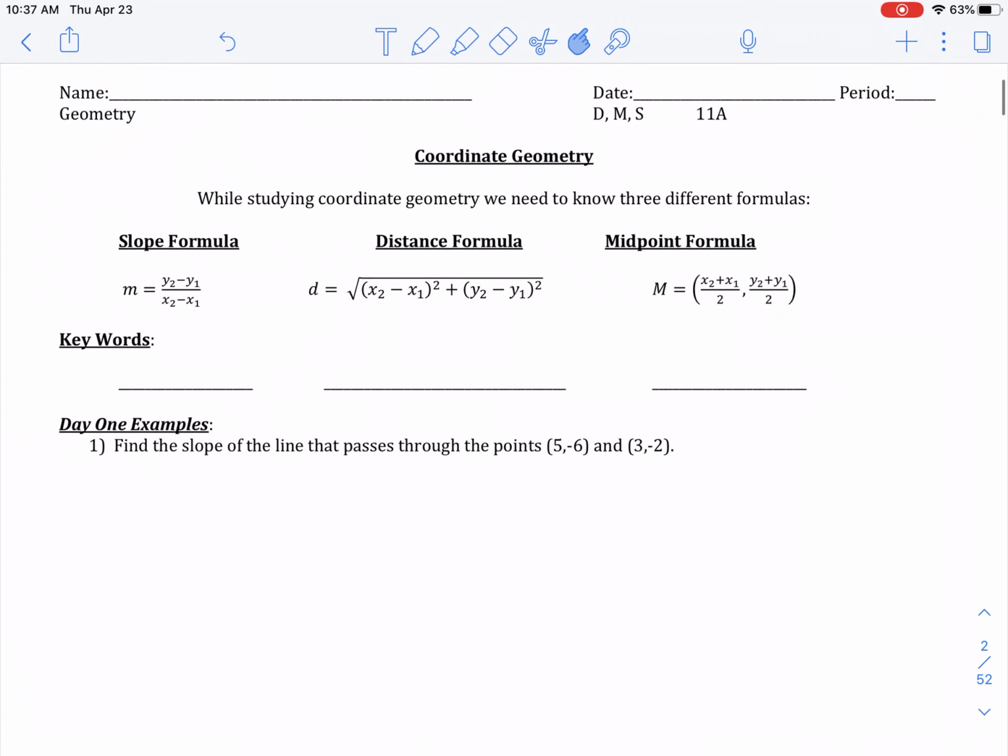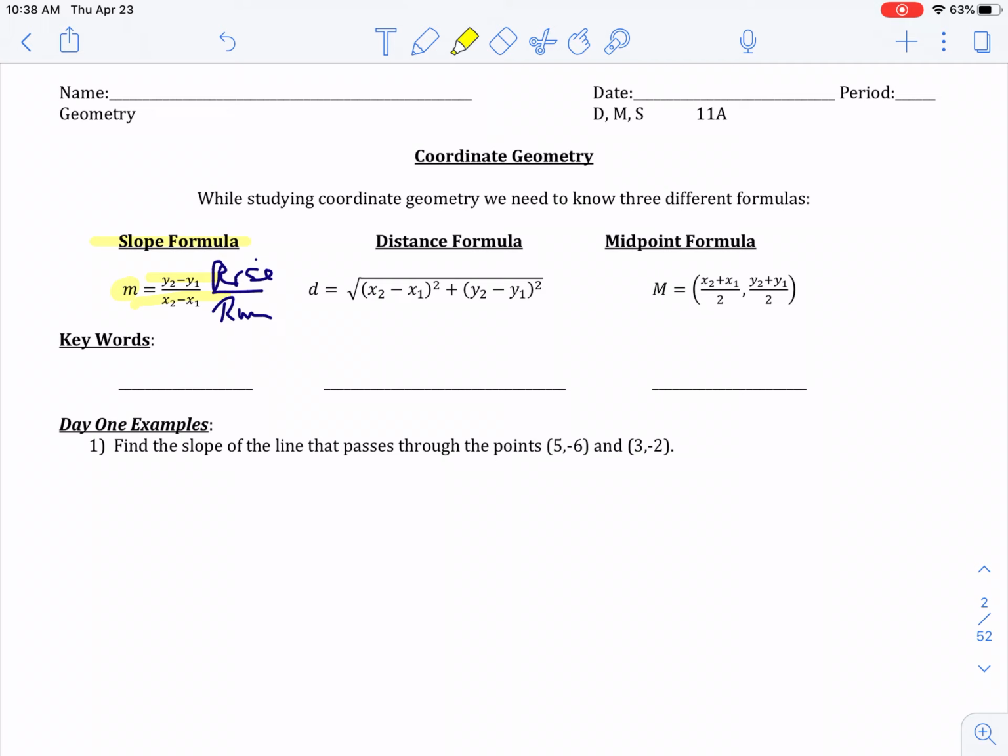Okay, so we're in 11A, coordinate geometry. The three formulas that we're going to be working with: first is the slope formula, which is m in your y equals mx plus b. m is your slope, equals y2 minus y1 over x2 minus x1. That's also known as rise over run, right? So sometimes when we're working in a coordinate system, rather than spelling out all of the numbers, we could use just a rise over run, and it might simplify some of the work.